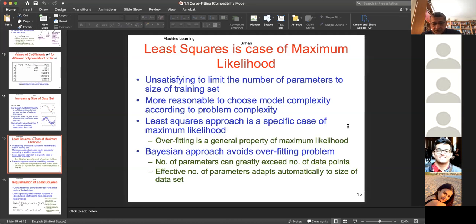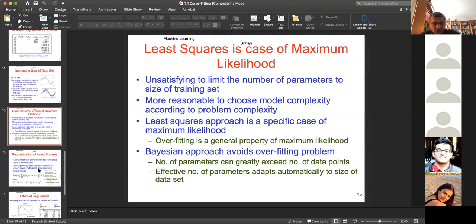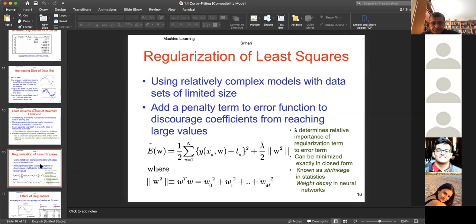An alternative approach is called the Bayesian approach. The book by Chris Bishop emphasizes this Bayesian approach, which avoids the overfitting problem where the number of parameters can greatly exceed the number of data points. You can still get a reasonable solution by working with what are called prior distributions of the parameters and so on. We don't want to go there too much. Let's just mention Bayesian at this point.